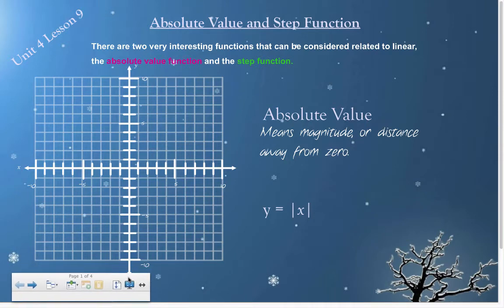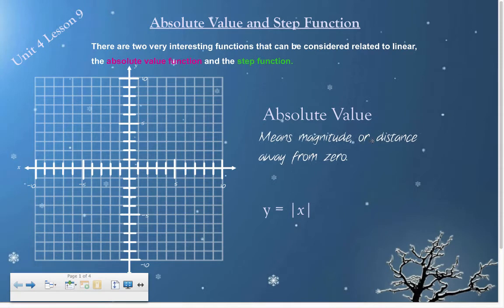There are two more types of linear functions that we're going to look at. They're called the absolute value function, they're in pink, and then later on we're going to look at the step function. So let's take a look at the absolute value. You're familiar with this, you've seen it last year. First off, the definition of absolute value. It means the magnitude or the distance you are away from zero.